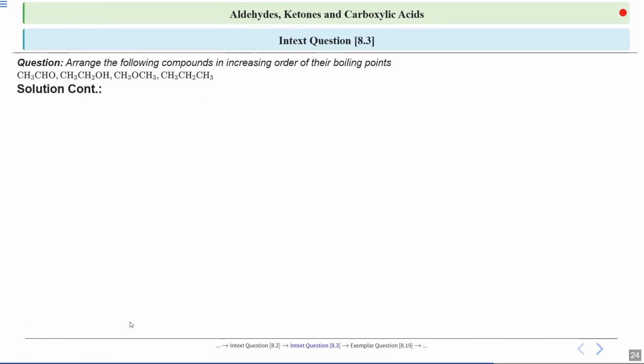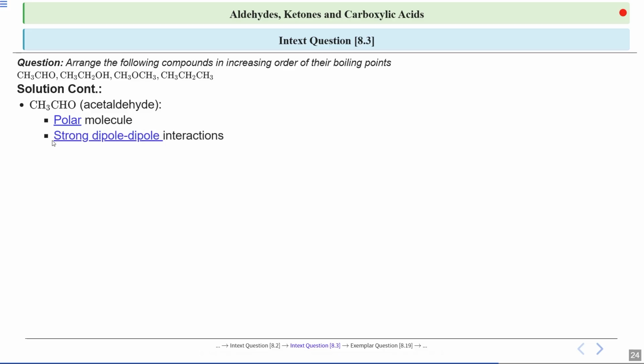Now let's see other molecules. Then we have acetaldehyde, which is an aldehyde. It is a polar molecule because of the presence of a highly polar carbonyl group, which creates an uneven distribution of electrons within the molecule. Acetaldehyde has strong dipole-dipole interactions compared to other molecules because it has a more polar carbonyl group but lacks hydrogen bonding.